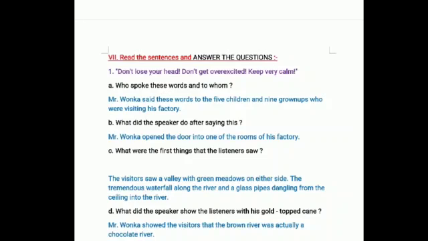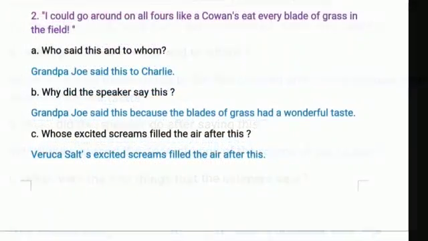And the last question, what did the speaker show the listeners with this gold-topped cane? So what did he show, children? Yes, you're right. Mr. Wonka showed the visitors that the brown river was actually a chocolate river.